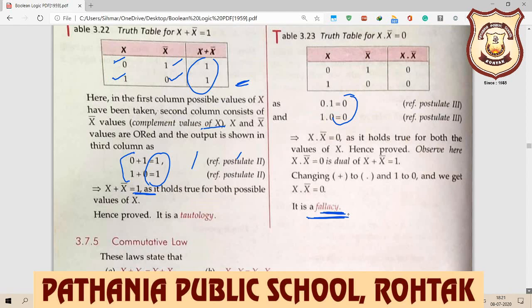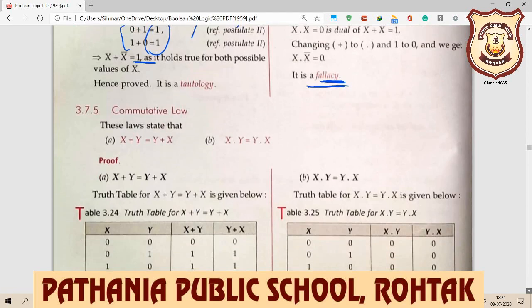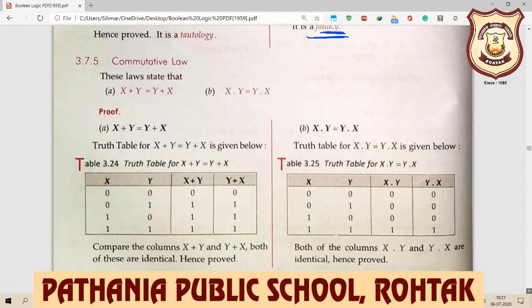But when all the 0 values, or the false values, are there, then this term is called fallacy. So now we learn about the next attribute, and our next attribute is commutative law. What is the name of this law? Commutative law. In commutative law, here x plus y is always y plus x.